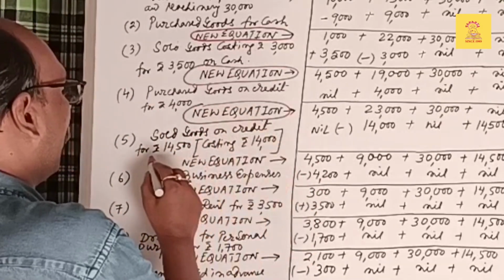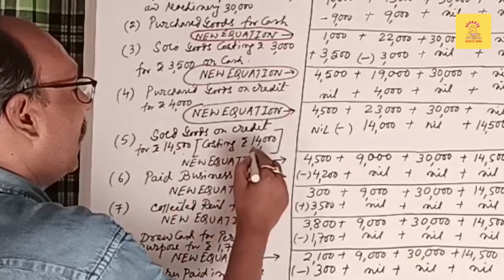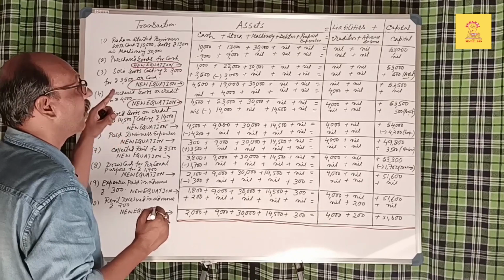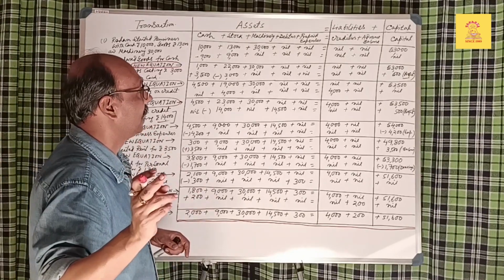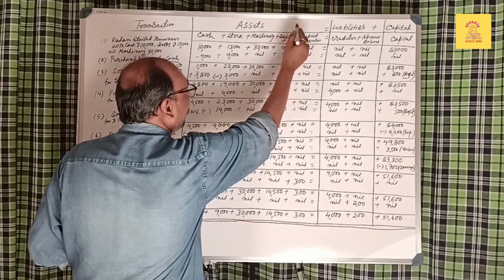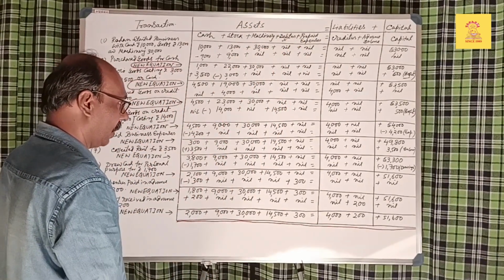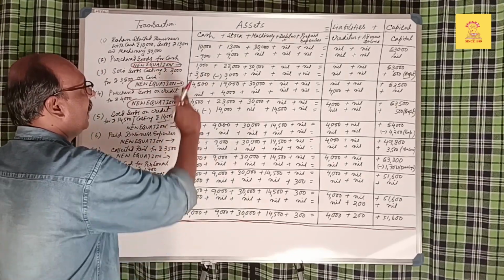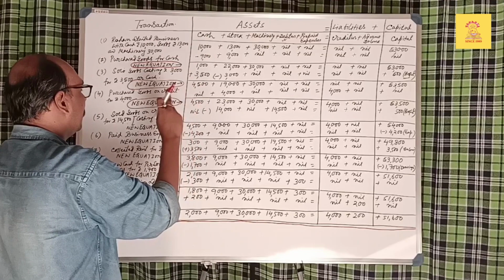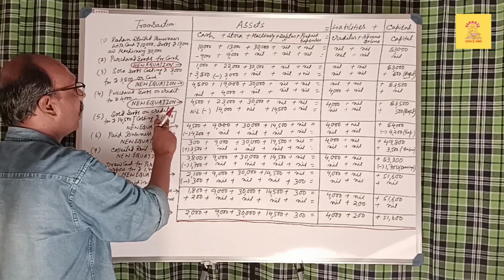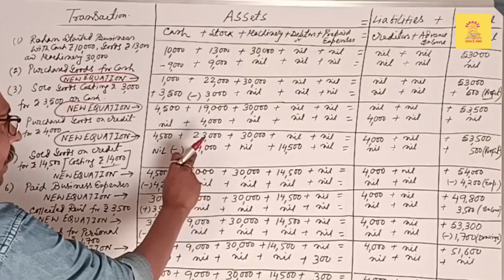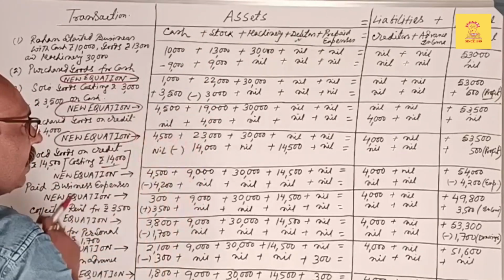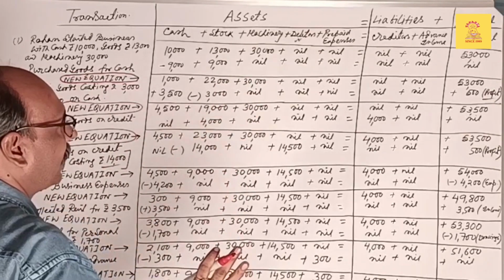Sold goods on credit for rupees 14,500, costing 14,000. So goods costing 14,000 you have sold for rupees 14,500 on credit. Whenever credit transactions are there, another thing is introduced, that is debtors, because you have sold goods to your debtors. As it is a credit transaction, it doesn't affect cash. Here it is costing 14,000, so your stock is outflowing, and that is subtracted from your stock value. Machinery doesn't affect anything.